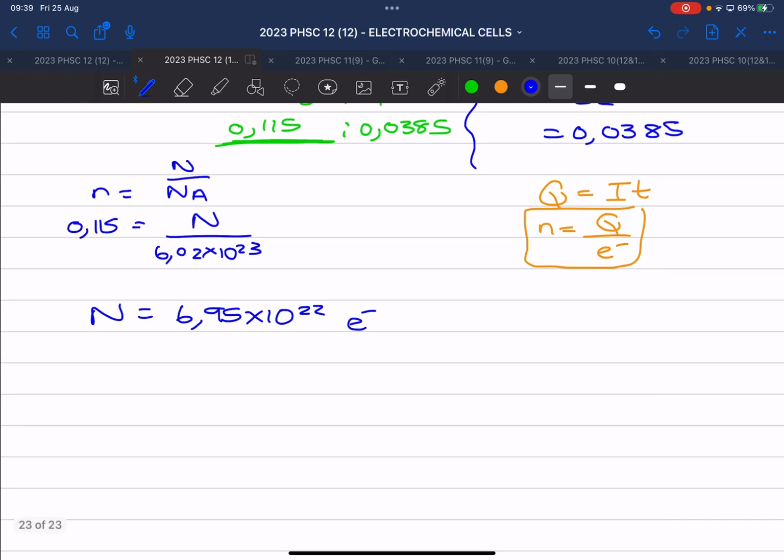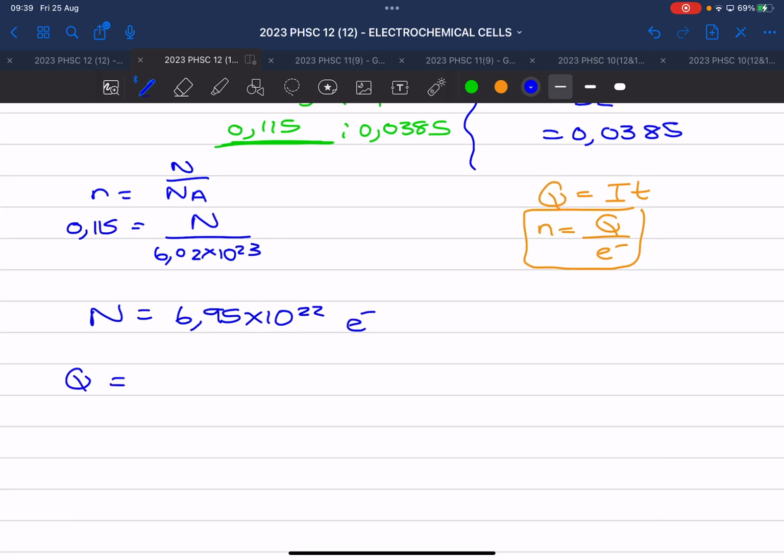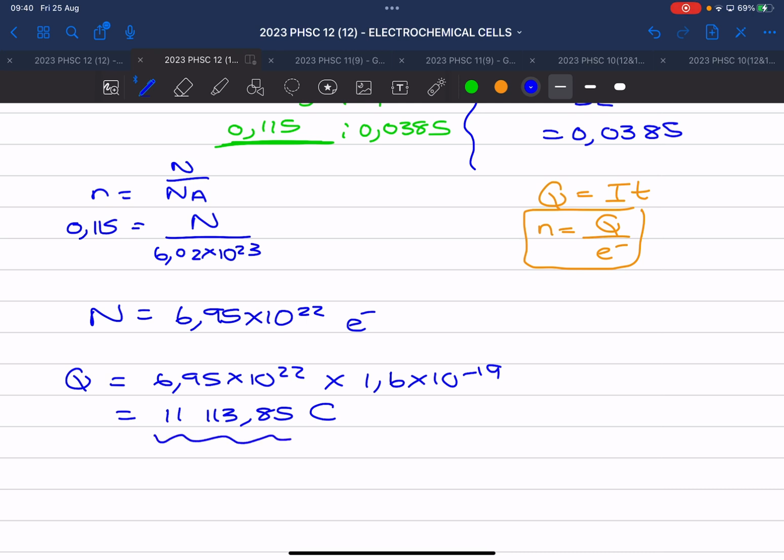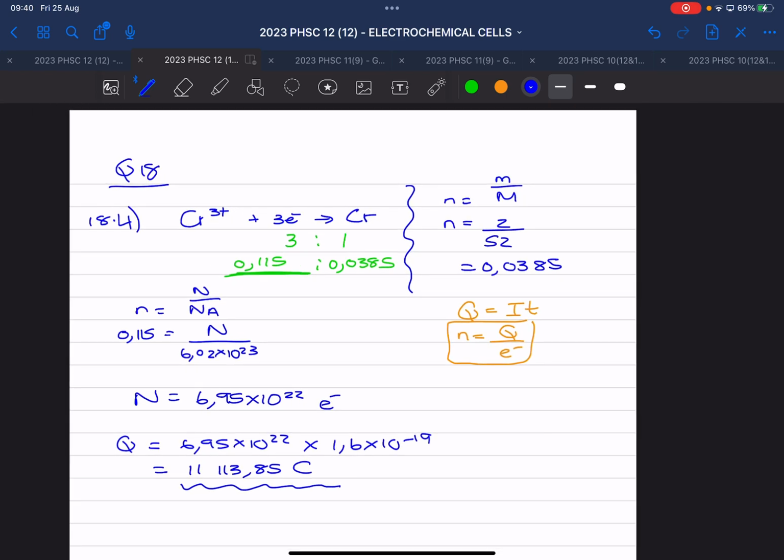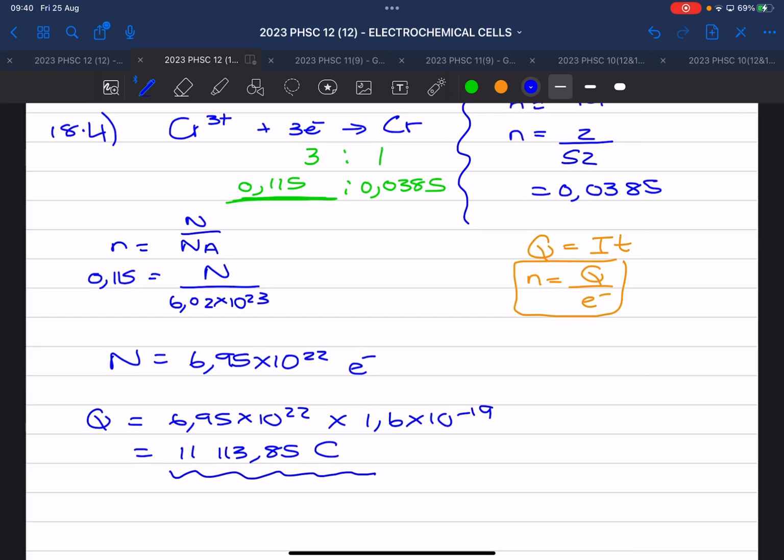Okay, so that's how many electrons, and then to get the charge, you're going to say that number times the charge of 1 electron, also on your data sheet. And you get 1113.85 coulomb. Okay, difficult one, that's why I wanted to do it.